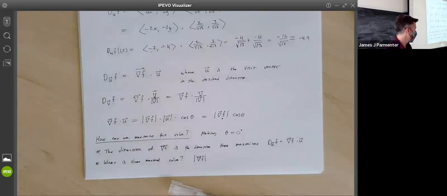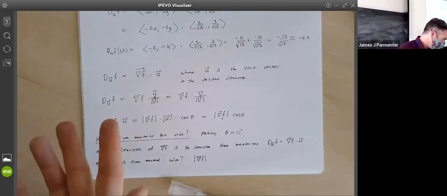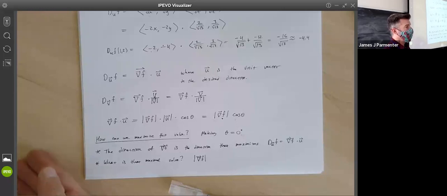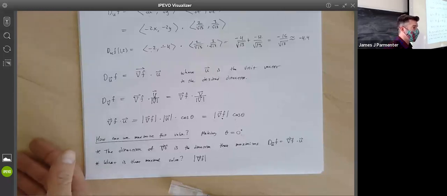Okay. What else to say here? There's so many things to say. I suppose what I'll say lastly, and then we'll talk more about this on Tuesday, is that the gradient is always going to cross level curves perpendicularly.